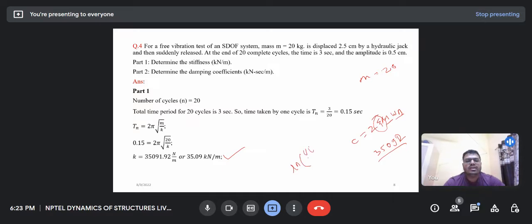Delta is ln of ui divided by ui plus 1, which is equal to 2 pi xi n. Here ui is 2.5 centimeter, and ui plus 1 is 0.5 centimeter, and n is 20, and then you can go with the damping. Anyone with the answer?